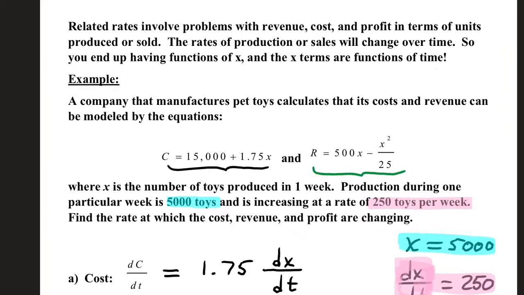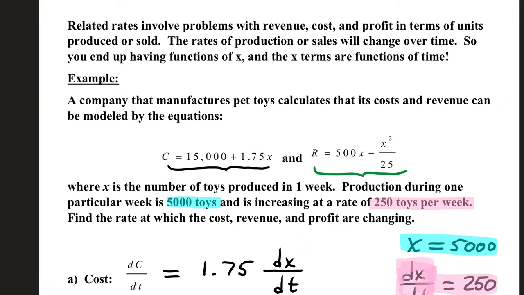Related rates involve problems with revenue, cost, and profit in terms of units produced or sold. The rates of production or sales will also change over time, so you end up having functions of X, and the X terms are functions of time.